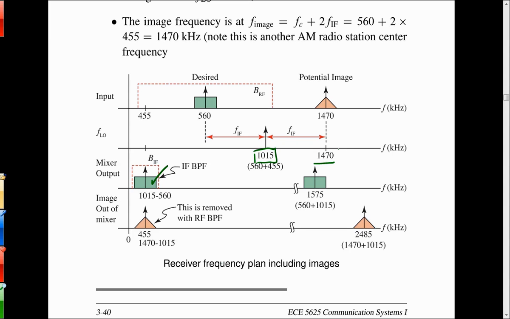And you look at, from this diagram, the relationship. The key is that the difference is 455, so that makes 560 convert to 455 with the 1015 local oscillator. And also the difference here is the same way. It's 455 difference. So 1470 is converted to 455 with 1015.